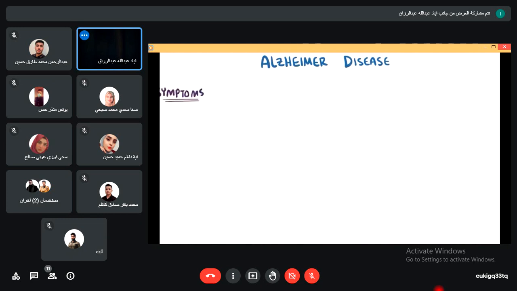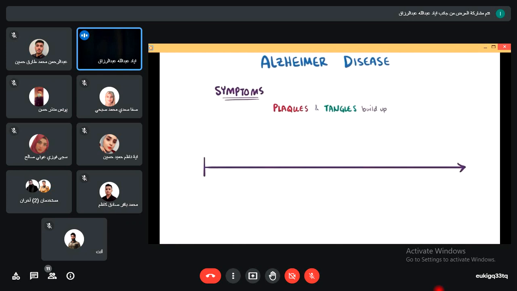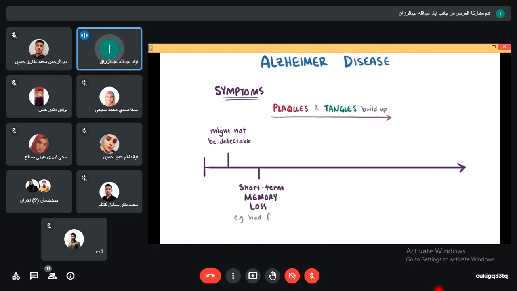Symptoms of Alzheimer's disease worsen as plaques and tangles build up and damage to the neurons accumulates. In the early stages, symptoms might not even be detectable. As it progresses, though, patients lose short-term memory. Like, for example, they might not be able to remember what they had for breakfast that morning. They then progress to loss of motor skills, making things like eating difficult without help.